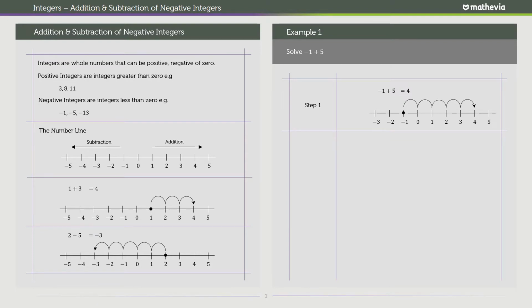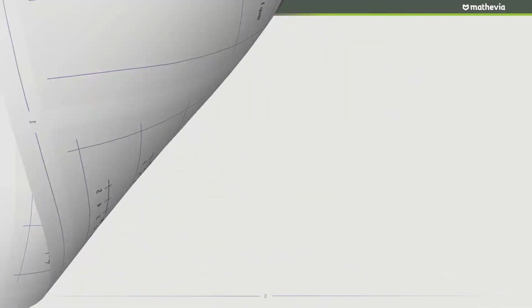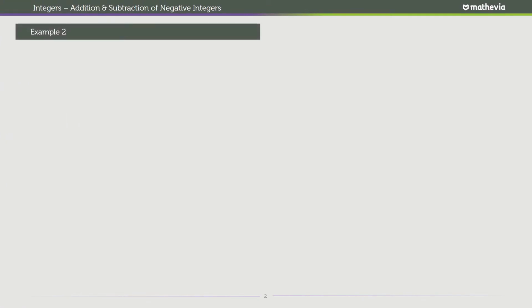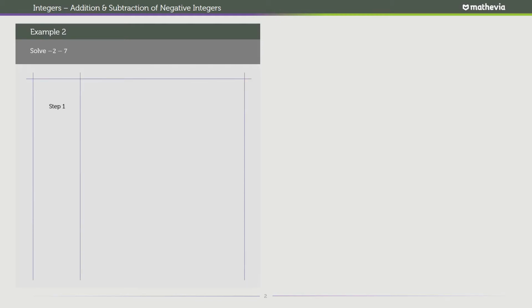Another example will make this clear. Example 2 says: solve -2 minus 7. For this one, we have -2, and we're subtracting from -2. So we're going to start at -2 and we're going to be moving to the left. I'm going to pick out an appropriate number line. If you see my number line now, it doesn't even have a positive number, because I know I'm starting from -2 and I'm going to be moving all the way to the left.